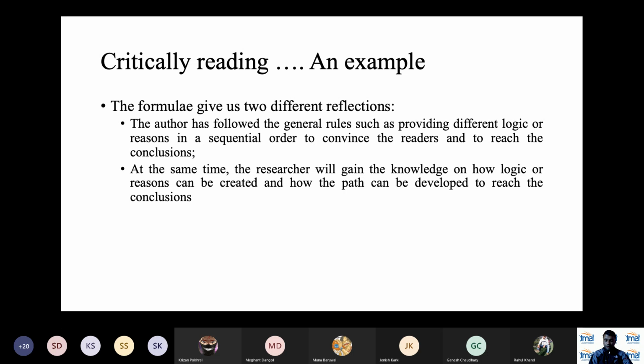So while reading the conclusion or knowledge that has been explored in the literature, you can get insight into how logic or reasons can be created and how the path can be developed to reach the conclusion. When you write your research method and execute the research according to your method, you collect the data, analyze the data, present the findings and results, and discuss those findings, and then you have to write the conclusion. How to write that, you can obtain from reviewing the literature.